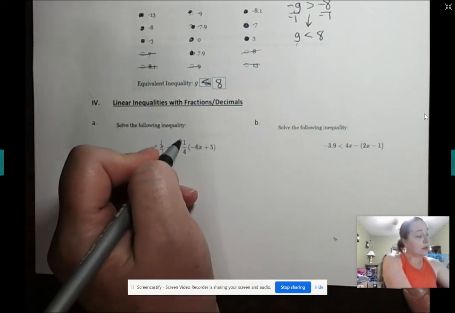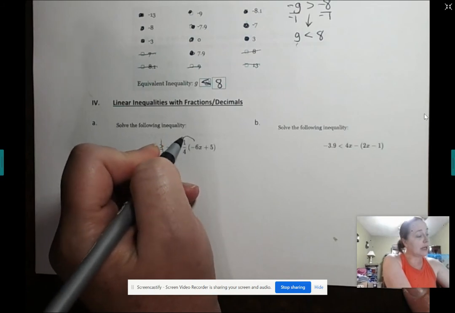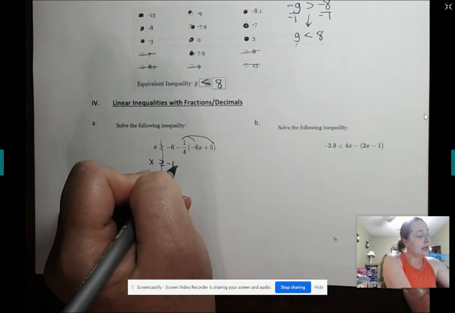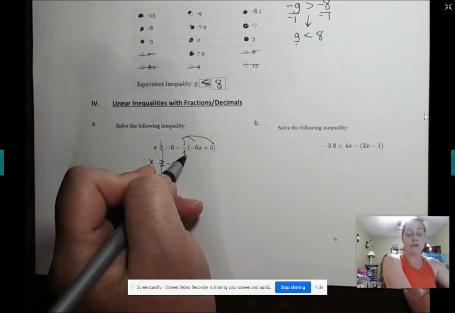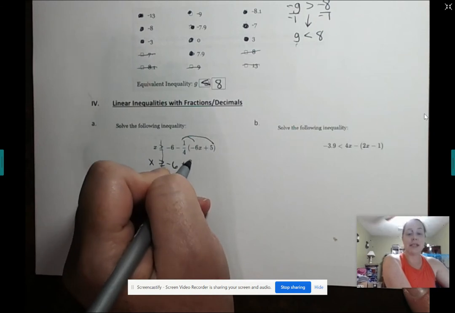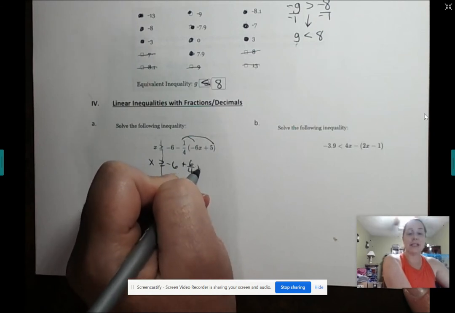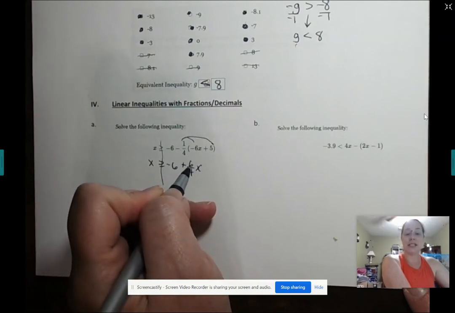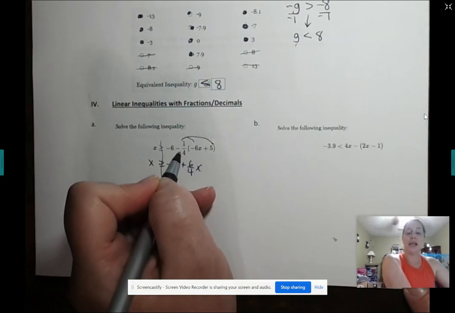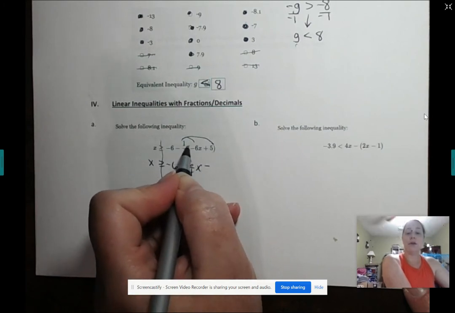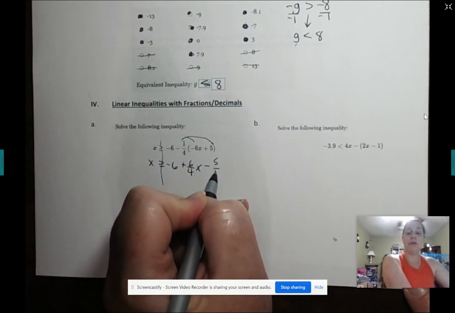I'm going to go ahead and multiply, distribute, let me say that. This is a negative 1/4 times a negative 6x. That's going to be a positive, and I'm just going to go ahead and keep this a 6/4 x. Negative 1 times negative 6 is 6, 4 on the bottom. Negative 1/4 times 5 would be negative 1 times 5 divided by 4.